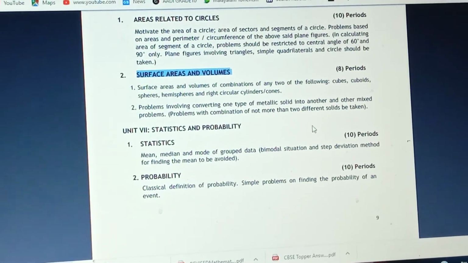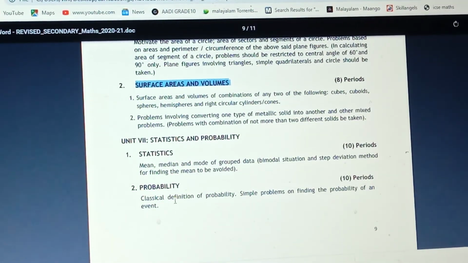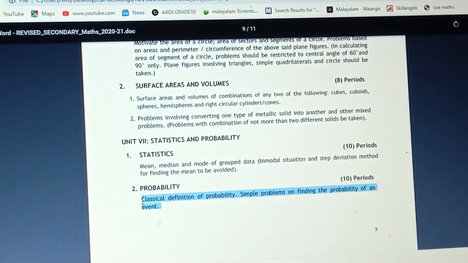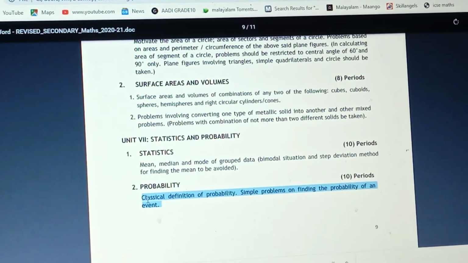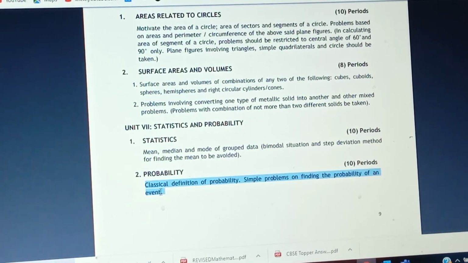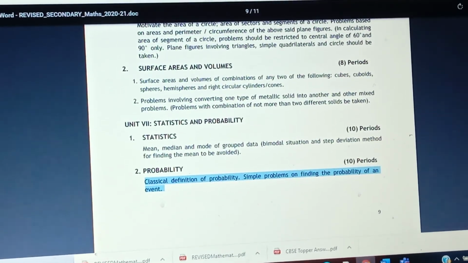Now next comes probability. Probability they have not touched at all. It remains the same because this chapter is very important for you in grade 11th, for kids who are taking medicine or engineering. For both, probability is important because you will be using this in bio as well. So no changes are there in probability.